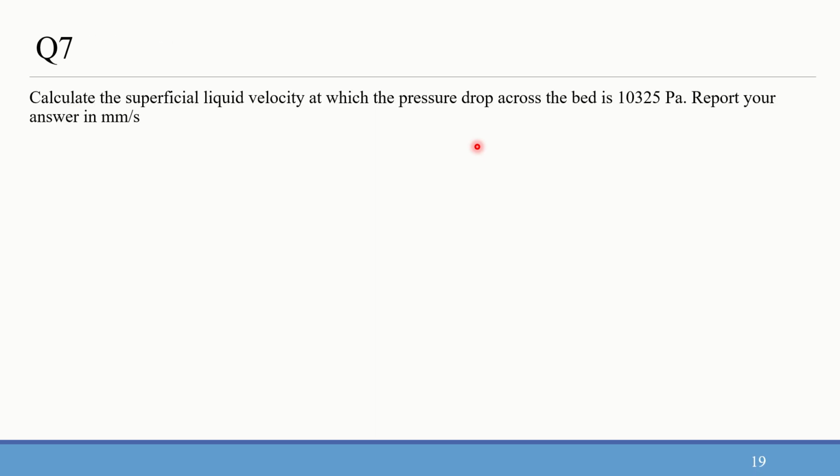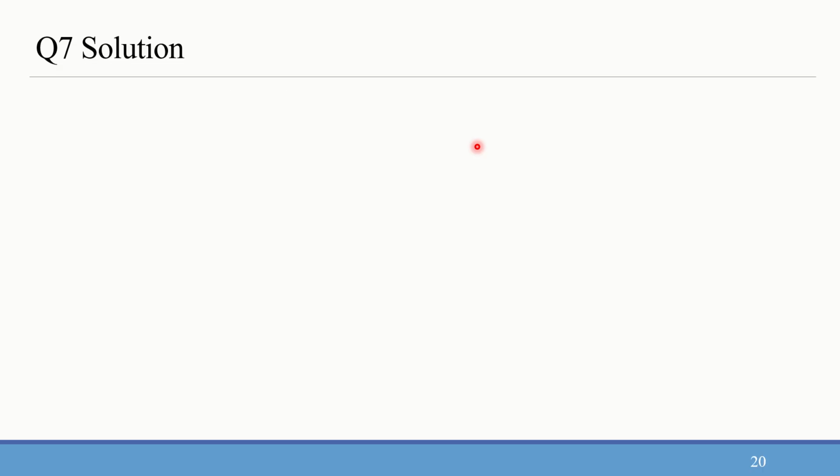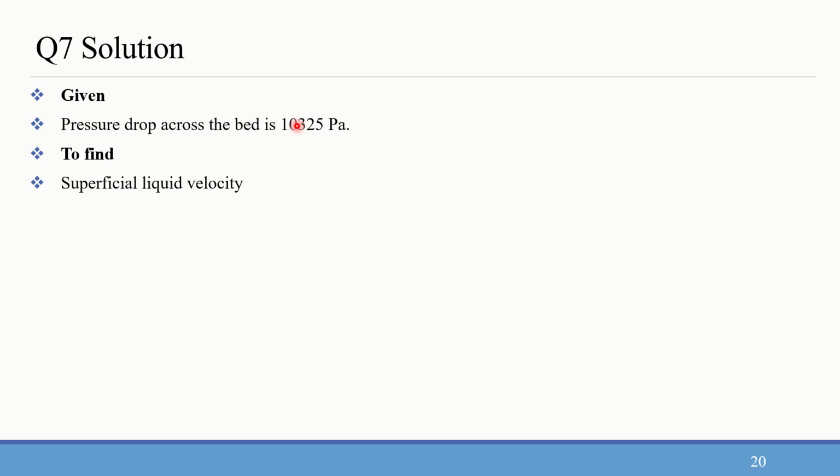Okay, pressure drop is low. Yeah, okay. This is pressure drop, right? So not low. Pressure drop is correct only. We have to find the superficial liquid velocity at which the pressure drop across the bed is this. So we are given the pressure drop. We know the bed is packed bed, so we can use the Ergun equation and find the answer. So solution, what is given? Pressure drop across the bed is given as 10,325 Pascal, and we have to find the superficial liquid velocity.